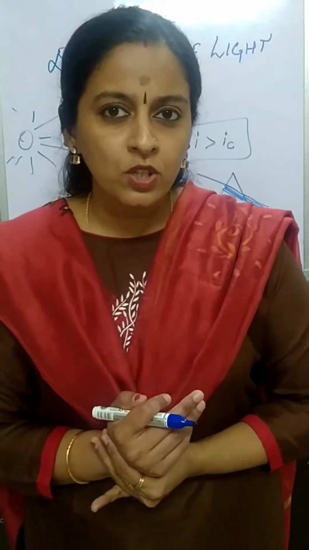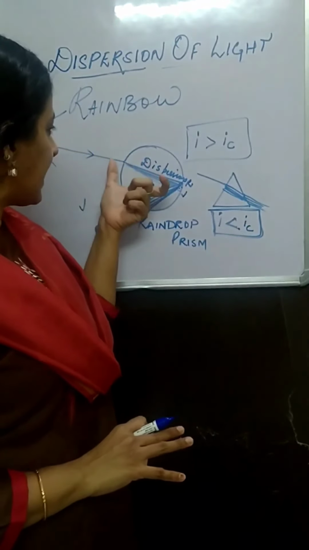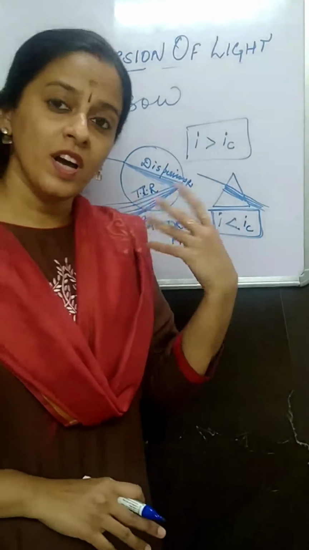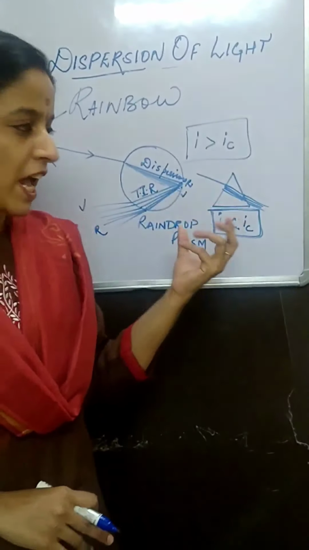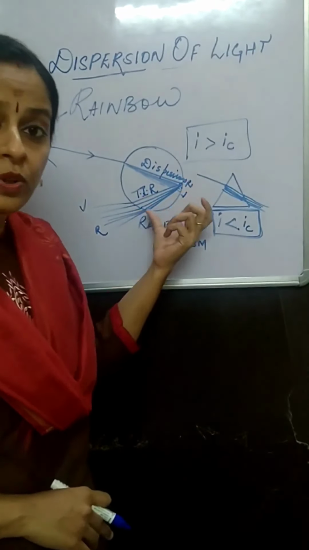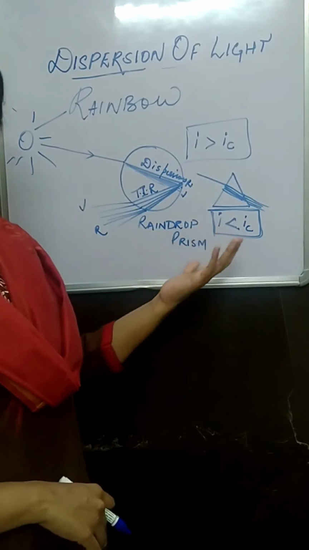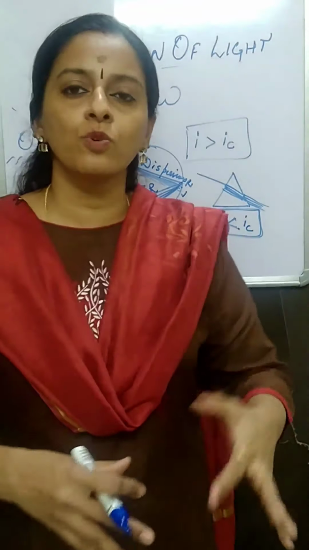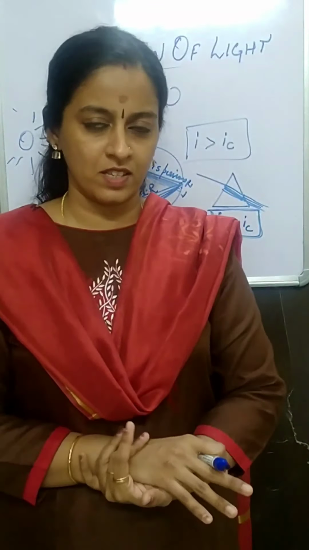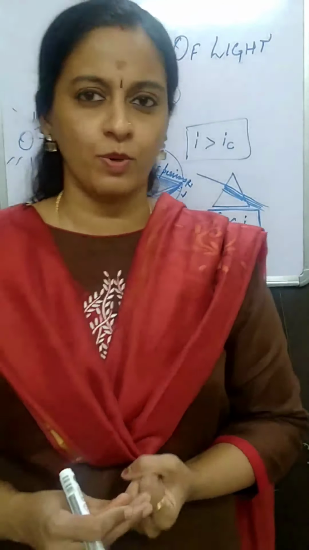Okay, so I hope you understood the formation of a rainbow. First, as the sunlight enters the raindrop, it will undergo refraction. After refraction, it will undergo dispersion. After dispersion, it will undergo total internal reflection. And again refraction, and those refracted rays you see as rainbow colors. I hope you have understood the formation of rainbow as well as dispersion of light.